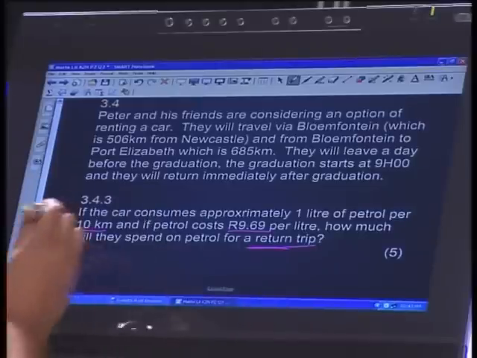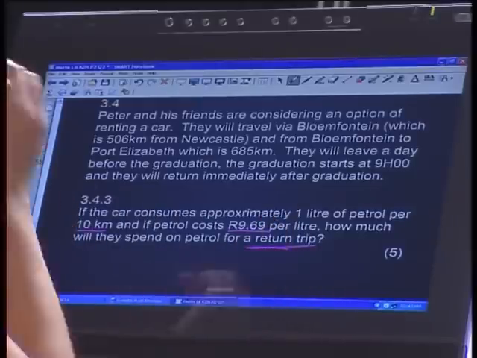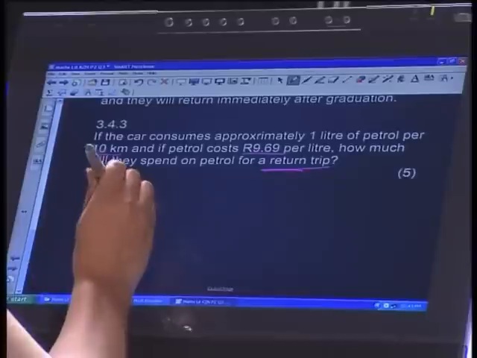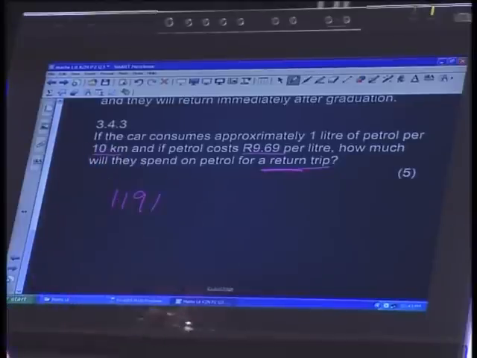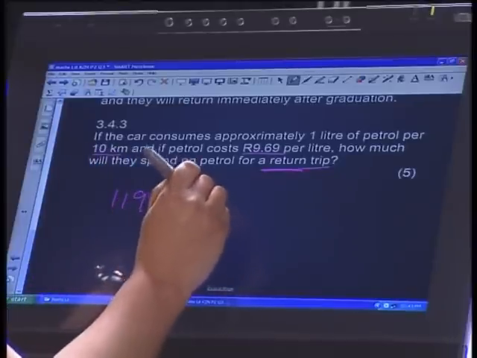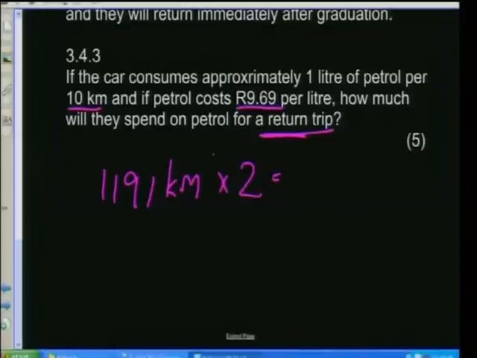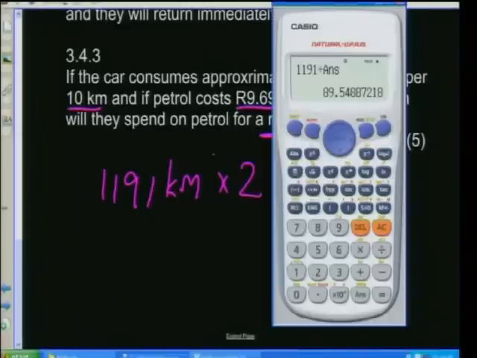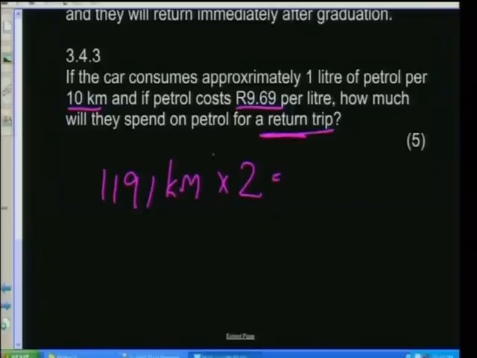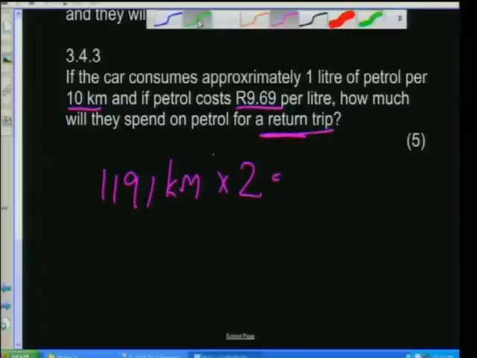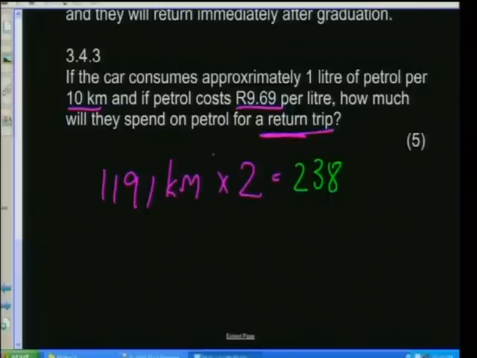So, firstly, I want to work out my distance for a return trip. I know that it took them 1191 kilometers. That was one way. For a return trip, I'm going to times that by 2. So I've got 1191 times by 2, and I get an answer of 2382 kilometers for a return trip. So I've done that part of the question.